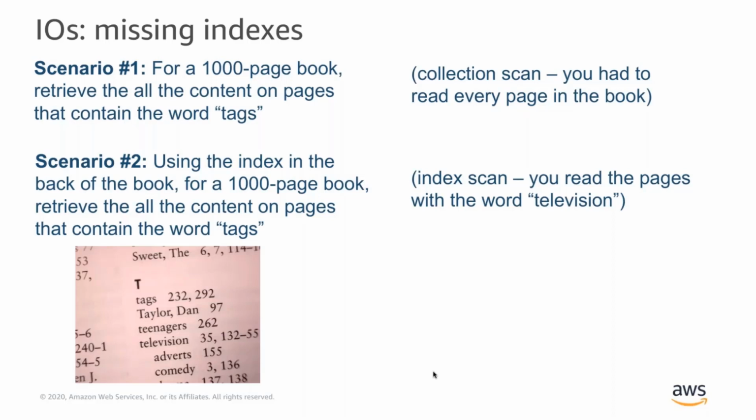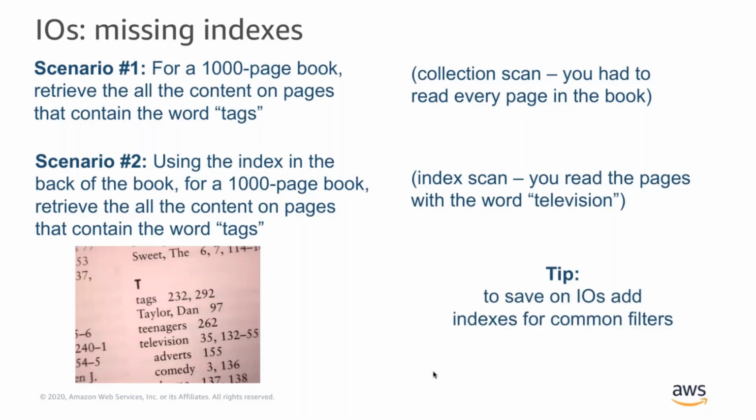The point here is if you're doing a lot of queries that are collection scans, basically for point lookups, you're going to be doing a lot of I/O, reading every page in the book, when an index would allow you just to go directly to those pages and, instead of doing 1,000 reads, you would only do 2 reads. So there's a balance there.